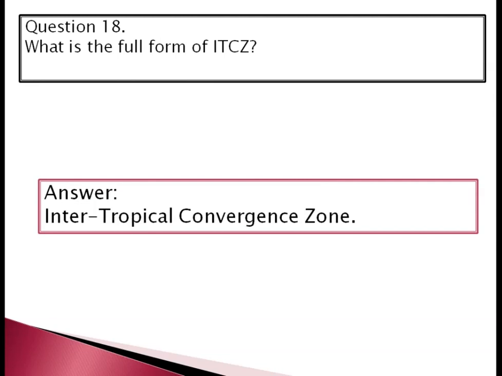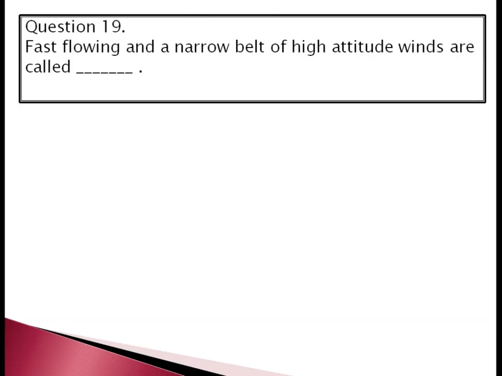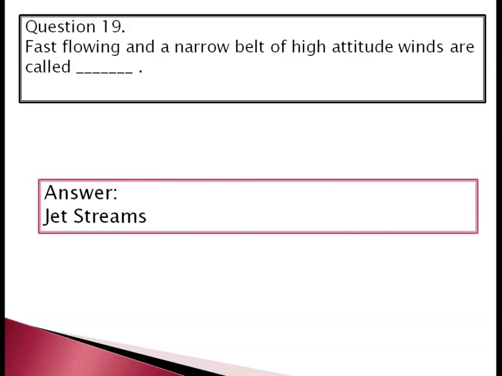So the full form is represented by the slide. Please go through it. That's the Intertropical Convergence Zone. Fast flowing and narrow belt of high altitude winds are called as? When it is going to be called high altitude, which wind is going to be there? Yes, you are correct. It may be jet stream only. Good.